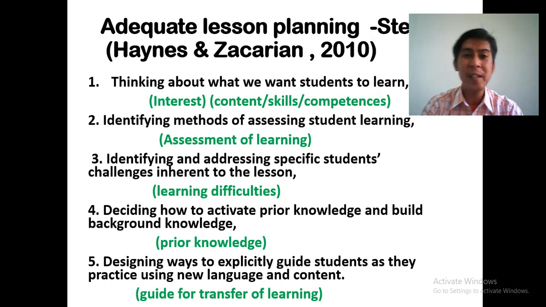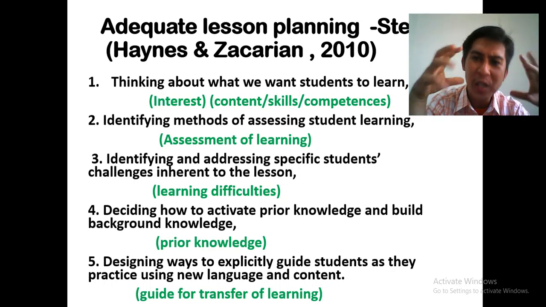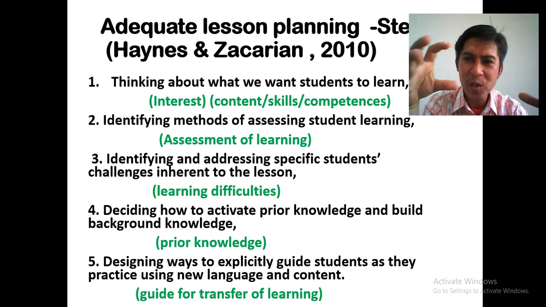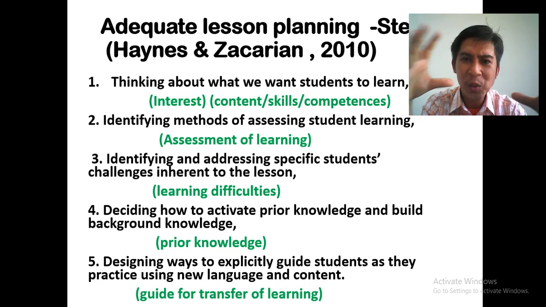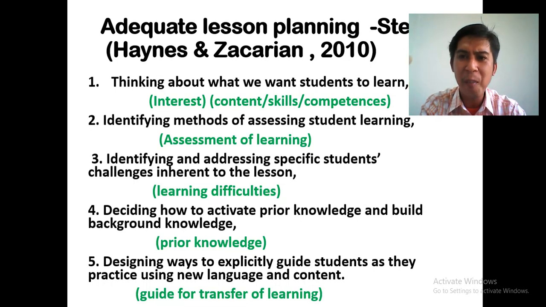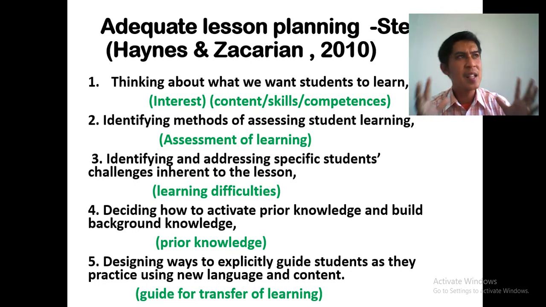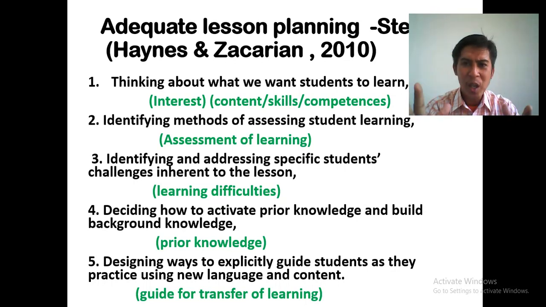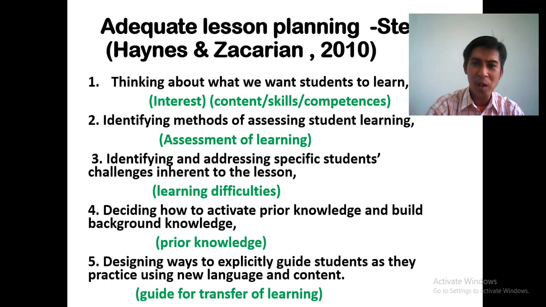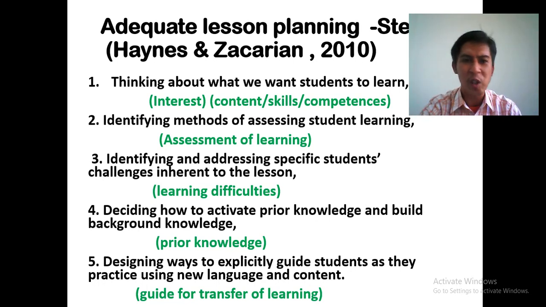So, adequate lesson planning. What is adequate lesson planning? Thinking about what we want students to learn. When you go to deep learning, deep design, I should say, we think about what we want students to learn: the interest, the content, the skills, the competencies. Let's review them and see how we can put that into a learning module that will be of interest to the student, and that will be beneficial, meaningful, and useful to the student.